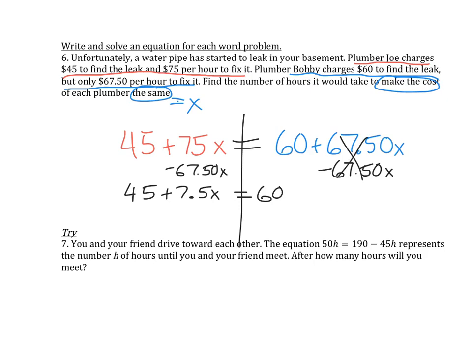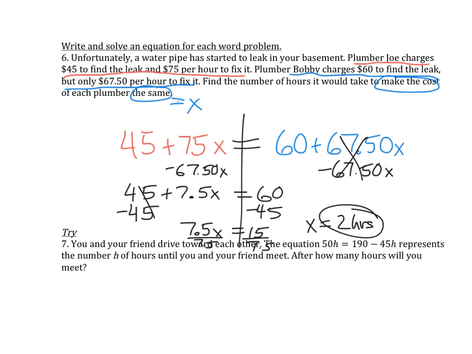Since I brought variables to the left, I want to bring numbers to the right. So I'm going to do another opposite operation and subtract 45. And I end up with 7.5x equals 15. I divide by 7.5, and I end up with x equals 2 hours.